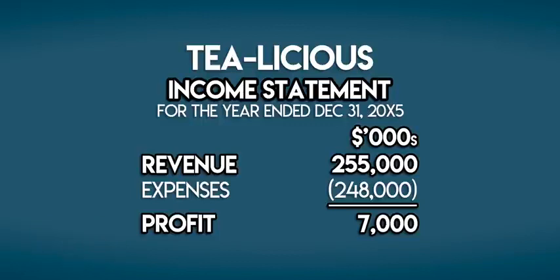This includes the direct and indirect costs of running the business. And finally, when we subtract expenses from revenue, we see that Tealicious generated $7 million in net profit on the bottom line. Profitability is key to the income statement, which is why it's also called the statement of profit and loss.